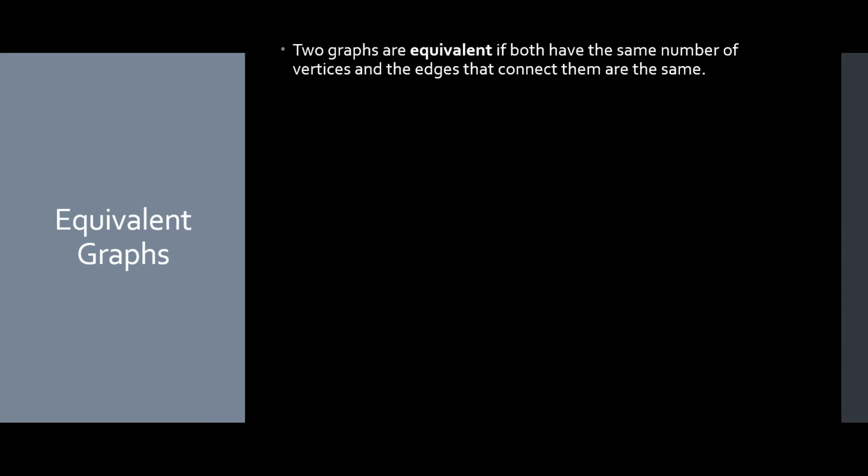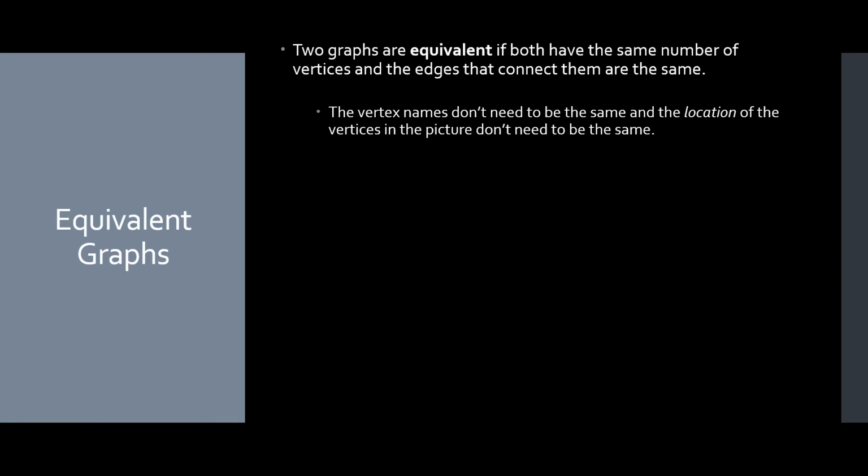So one of the things that we can talk about is equivalent graphs. It'll help make the previous example make a little bit more sense. We just say that they're equivalent if they have the same number of vertices and the edges that connect those vertices are the same. That doesn't mean that the names of each vertex are the same, and it doesn't mean that the location of the vertices are the same.